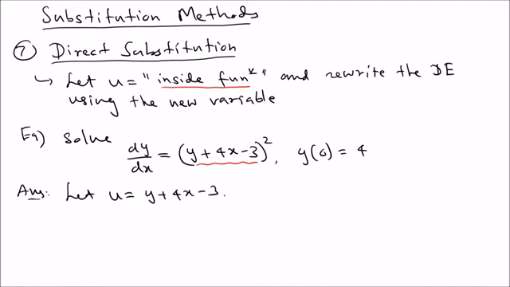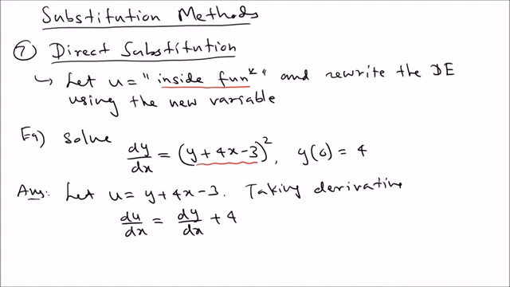So if you take the derivative, we can write this one as y prime or dy by dx. So du by dx equal dy by dx on the other side plus 4, because 3 is a constant, so it's going to go away. So that's what you get. And then what you can do is you can solve for dy by dx. So this says that dy by dx equal du by dx minus 4. So we're going to plug in that here.